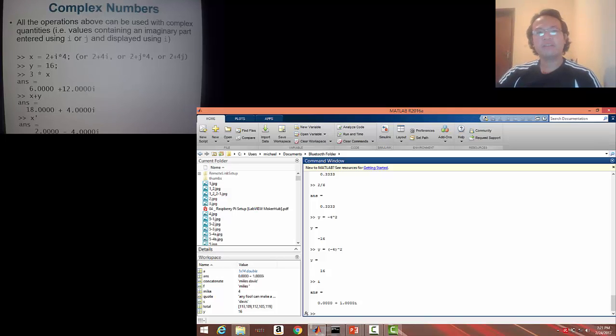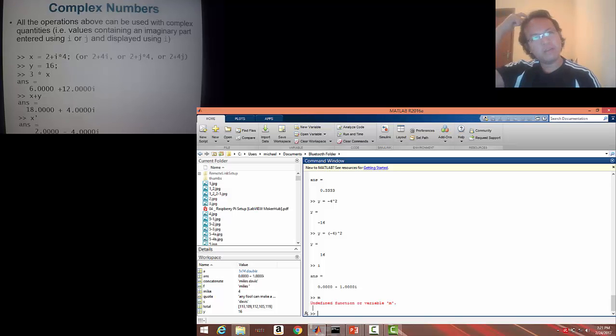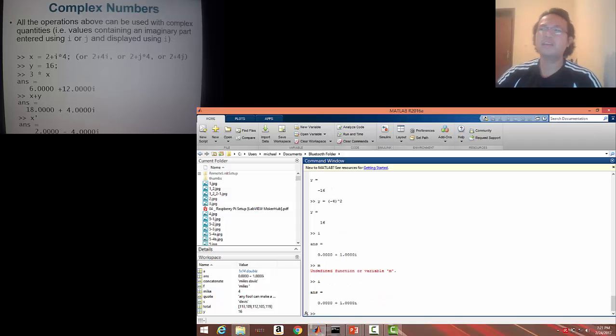i has a very special representation in MATLAB, that it's already been written in complex numbers. So when you write i, it's not like m. When I say m, undefined function or variable m. MATLAB doesn't know about that. We didn't write a number or a variable for that, or a value for that. But when you say i, what is i? It will give us immediately this one.